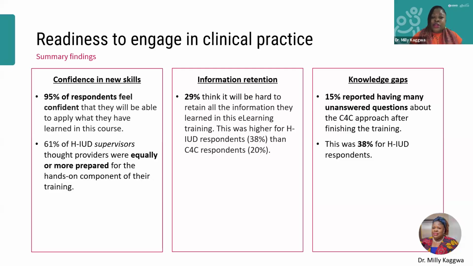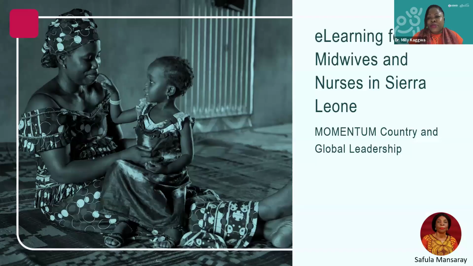29% of the learners agreed it would be hard to retain all the information they learned. And this percentage was higher for the hormonal IUD course, where providers were learning clinical or technical skills. Lastly, a substantive number of participants, 15 for the counseling for choice course and 38 for the hormonal IUD course, still have questions after taking the e-learning course. And this highlights the importance of a blended approach. There's much more I could present, but I need to turn to the next panelist. Over to you, Safula.